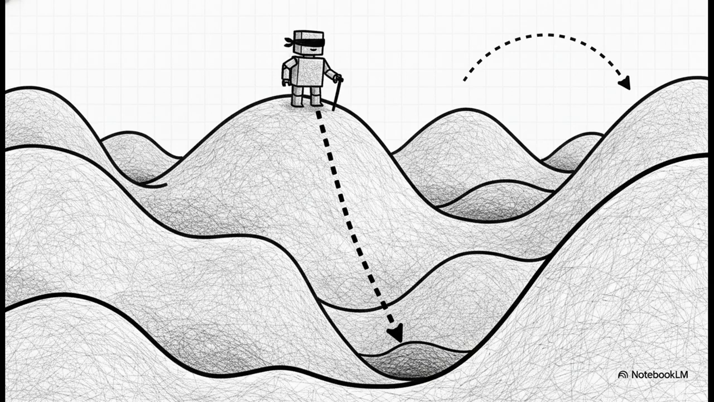There's also simulated annealing. This is a super clever technique where the agent makes wild exploratory jumps early on, but gradually settles down to exploit the best area it found. It's actually a lot like slowly cooling metal to remove structural defects.